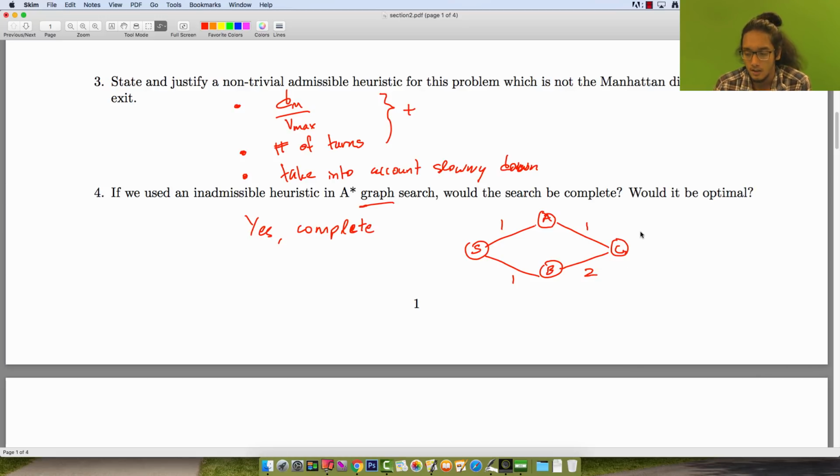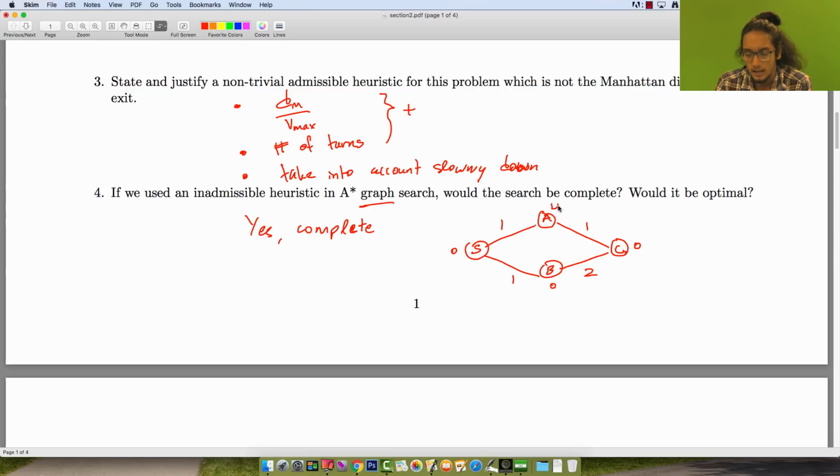Let's also assign heuristic values. So the heuristic values I'll write next to the nodes. Let's say it's 0 for this, 0 for this, 0 for this, and 4 for this, right? Now what will A* graph search as well as tree search do in this situation? They'll start at S, and now what you would want the algorithm to do is to take the path on top because it has a true cost of 2, whereas the path on the bottom has a cost of 3, right? Now what would A* do?